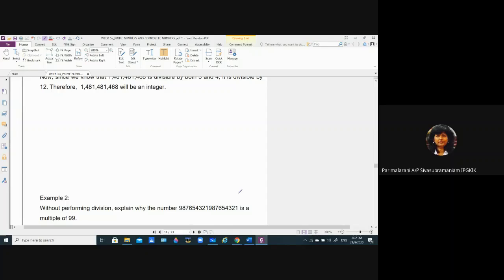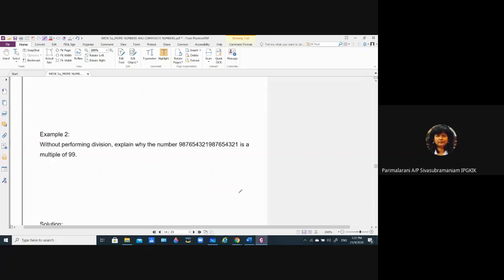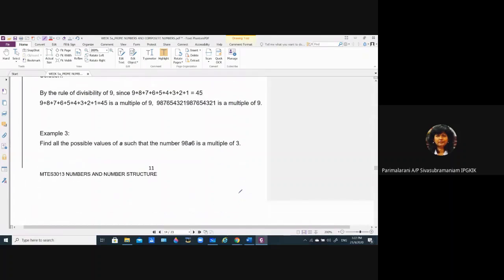For 11, the difference of the sum of alternating numbers. Yes, we add all the alternate numbers. We have 2 groups of numbers. Look at the difference. If it can divide by 11, then it's divisible by 11. Then you can try later. They have the answer here.